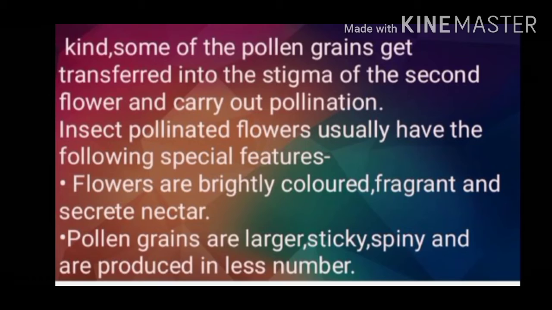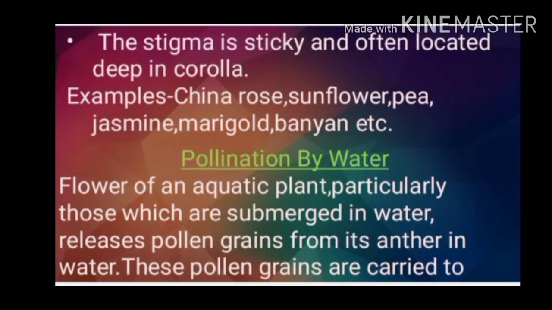Insect pollinated flowers usually have the following special features. Here flowers are brightly colored, fragrant, and secrete nectar. Pollen grains are larger, sticky, spiny, and are produced in less number. The stigma is sticky and often located deep in corolla. Examples: China rose, sunflower, pea, jasmine, marigold, banyan, etc.